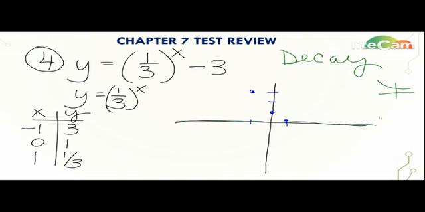The asymptote is y equals 0, but I'm going to shift it down 3. So now my asymptote is down at -3. This is the line I don't want to cross. So now I'm going to shift all my points down 3 and then draw my graph, just making sure that I don't cross the new asymptote line.